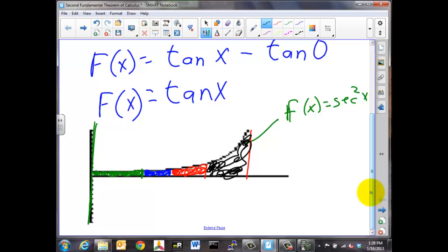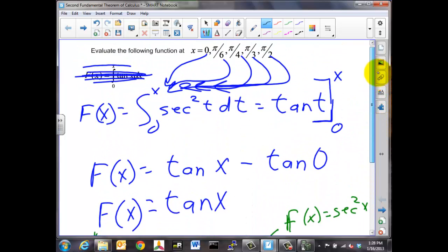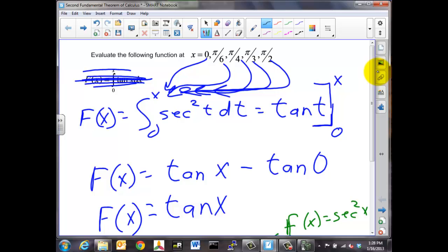When you see something like this function here, this is called an accumulation function. What on earth does that mean? What happens if you accumulate things? You get more stuff. So this is an accumulation function. This function simply continues to add area to itself because we're going from 0 to some variable up here. So an accumulation function is a function that simply adds to itself.